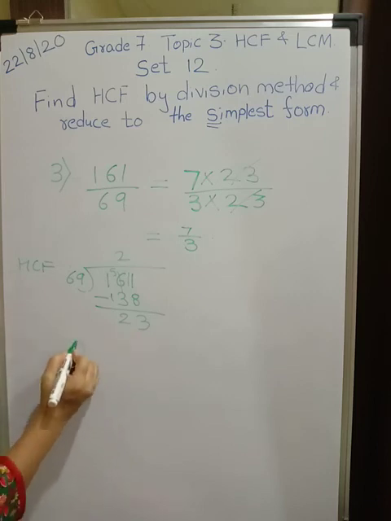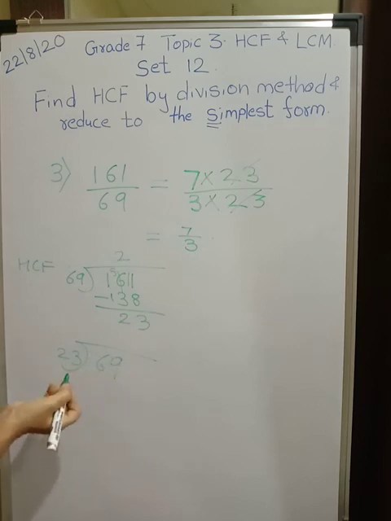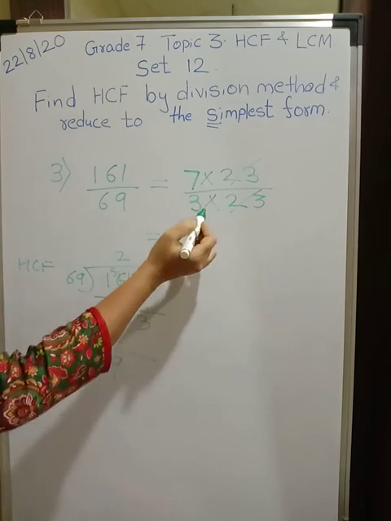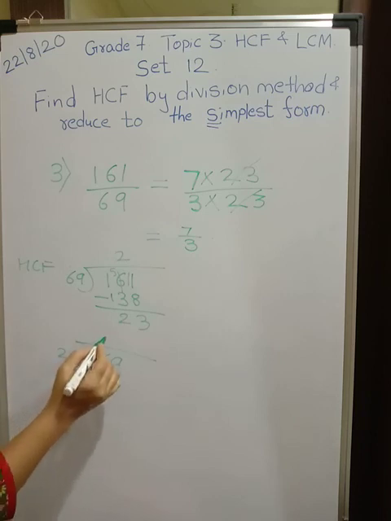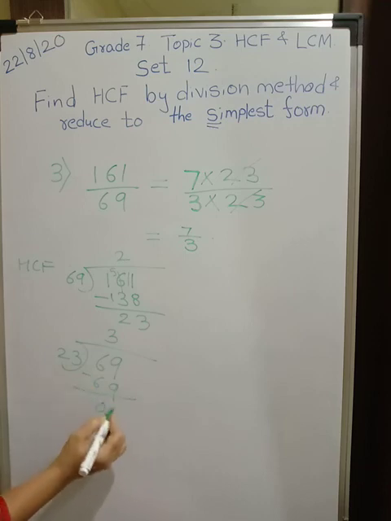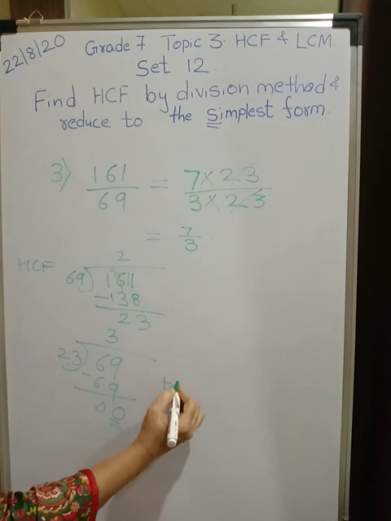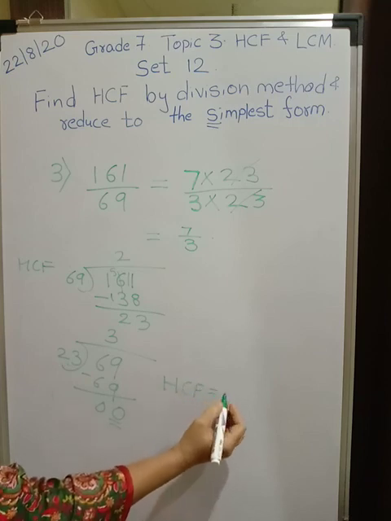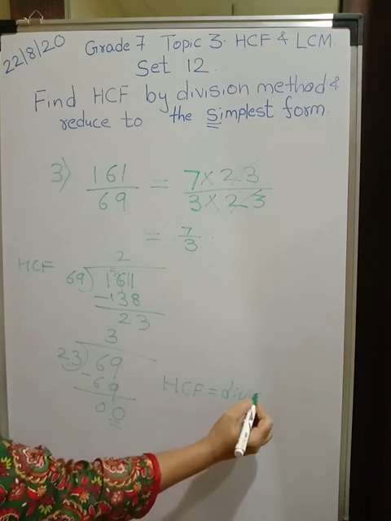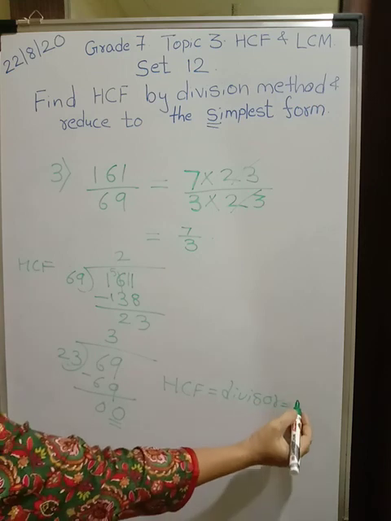Now let us take 23 over here and we have 69 over here. This is as good as 69 and 23, we know it is divisible by 3. So 3 3's are 9 and 3 2's are 6. We got remainder 0. So what will be HCF? 23. So HCF is nothing but the divisor, which is equal to 23.